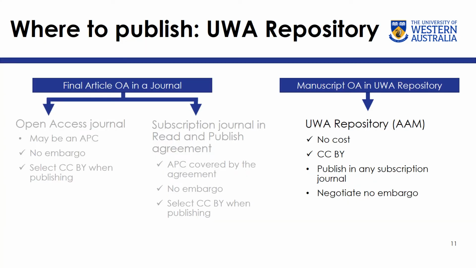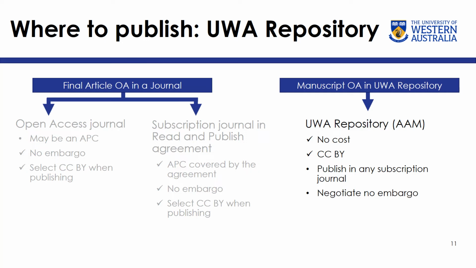The third open access publishing option for UWA authors is the UWA Repository. If you have selected to publish your paper in a closed subscription journal and the final published version of the paper cannot be made open access, most publishers allow the author-accepted manuscript to be published in a university's repository.